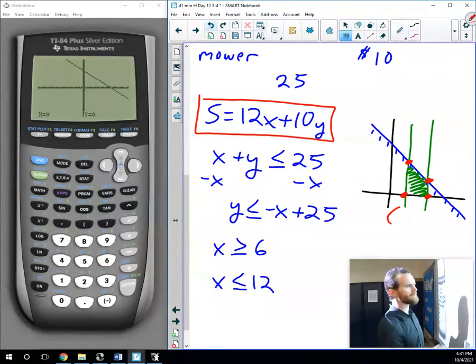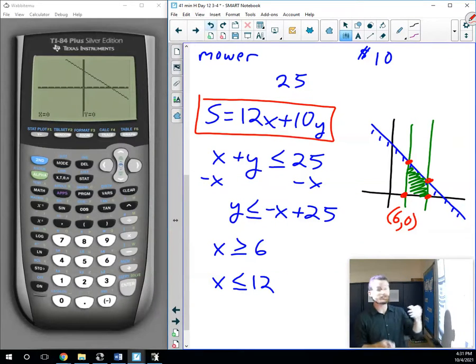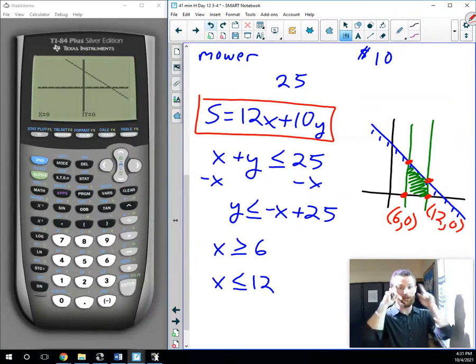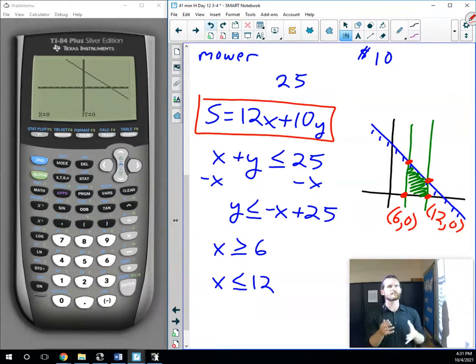So this one, let's see. That was x equals 6. So that's 6, 0. We know the y coordinate is going to be 0 because it's on the x-axis. And similar to this one, this was at x equals 12. So it's 12, 0. Again, you just need to know that line was x equals 12. So where it hits the x-axis is going to be 12, 0.